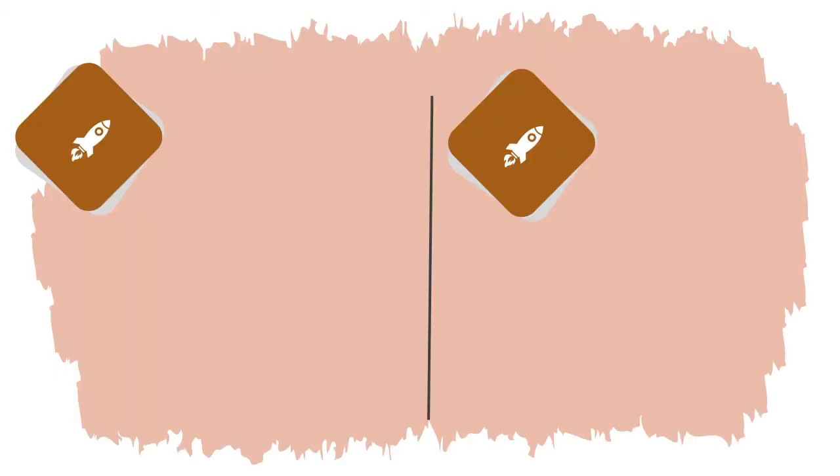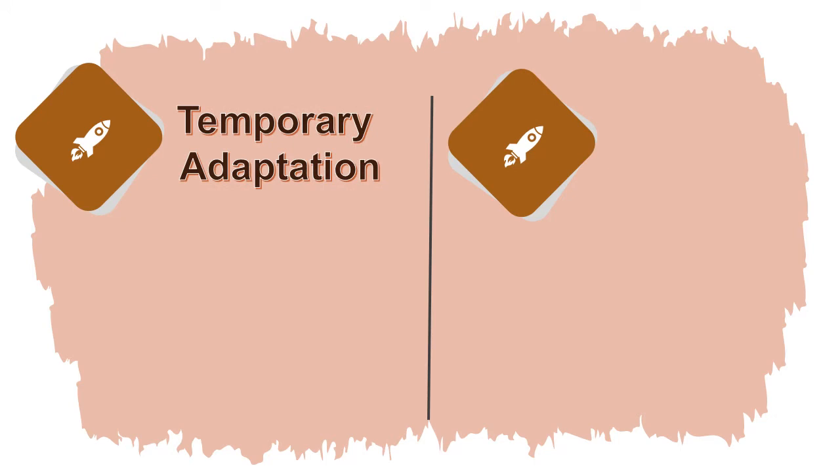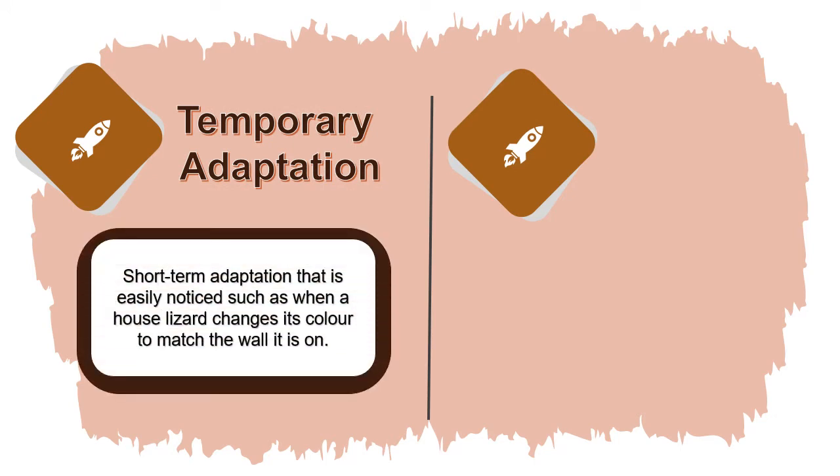There are two types of animal adaptation. First we have temporary adaptation. This is a short-term adaptation and it's easily noticed. These are developed in response to temporary change in surroundings. These are not inherited and are not permanent.